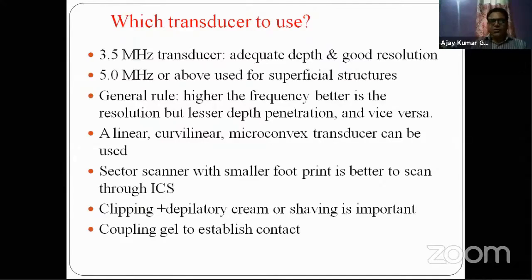Before performing ultrasonography, hair clipping and use of depilatory cream or shaving is important, and application of coupling gel is important to establish close contact between the transducer and the skin so that air is not in between these two surfaces, because air acts as an impediment to the transmission of ultrasound.